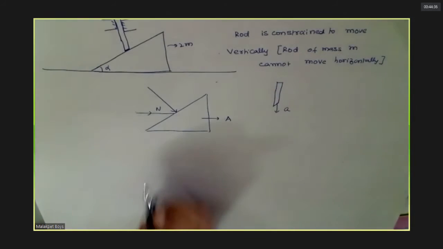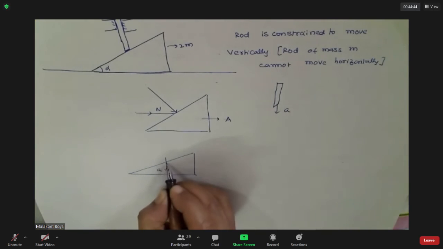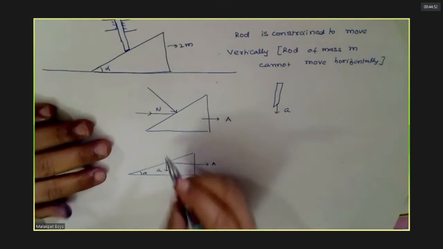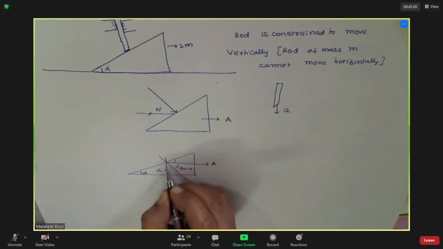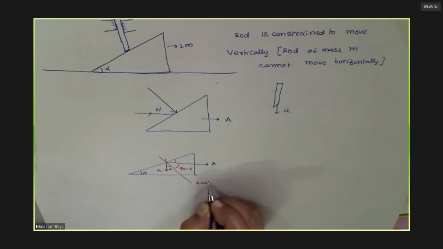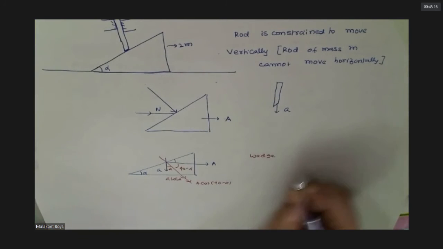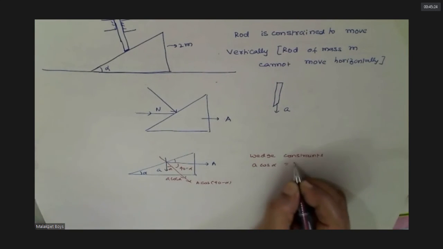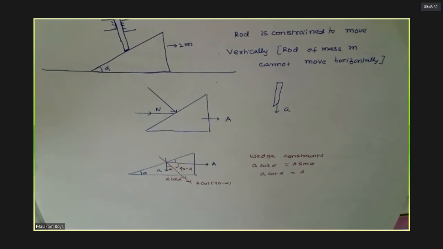Now how to frame constraint relations of this? Hopeless fellows, how to frame constraint relations? Along the normal, they should have the same components. This is alpha. This is alpha. 90 minus alpha, no? This is again alpha. So here A cos(90 minus alpha) must be same as A cos alpha. That is the constraint relation. Remember? Forgot, huh? Do you agree with this?